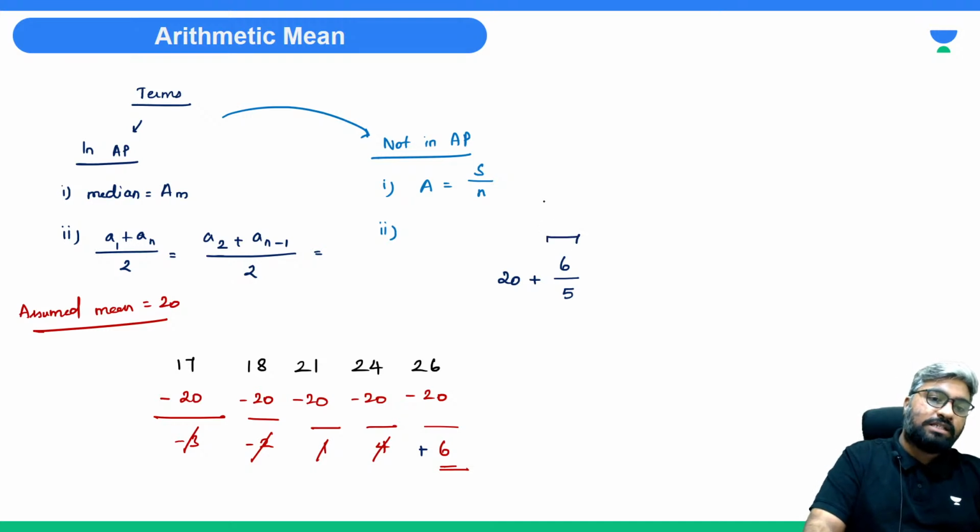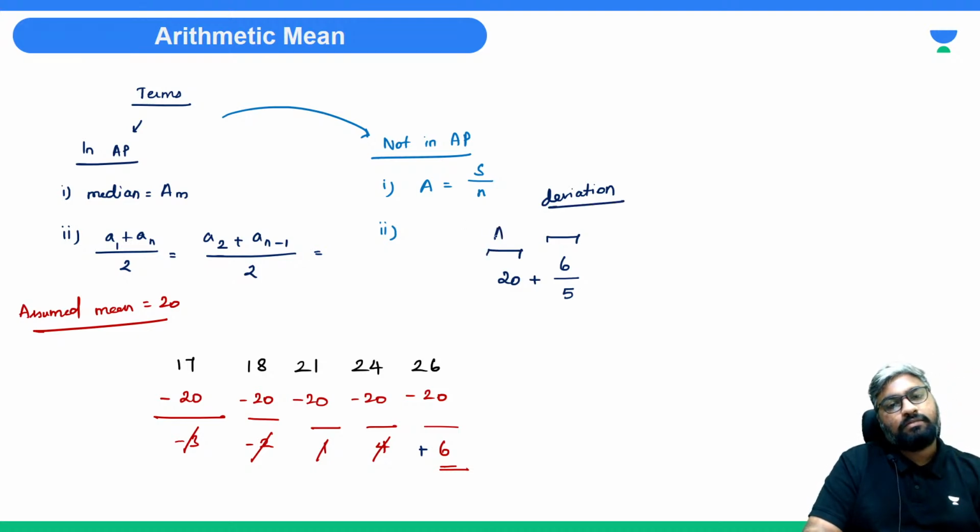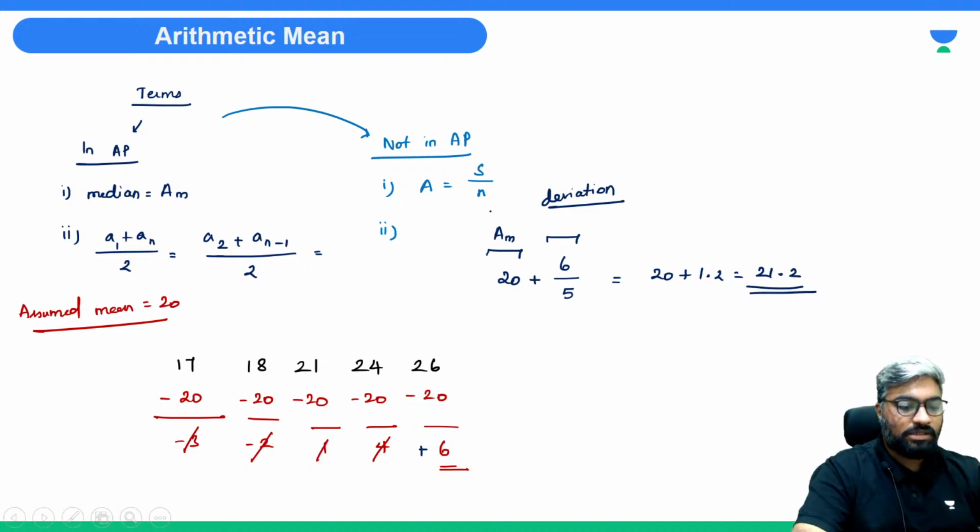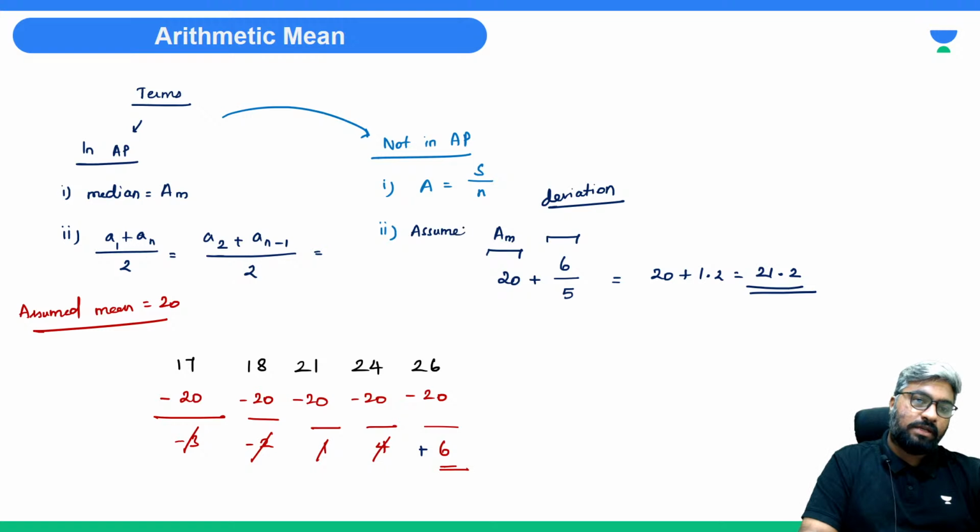इसको बोलते हैं डिविएशन. ये है आपका assumed mean, this is your deviation. So this becomes what, 20 + 1.2, 21.2 becomes the average. Understood? ठीक है guys. डिविएशन वाला मेथड समझ में आया आपको, assumed mean वाला मेथड. So you can use assumed mean method also.